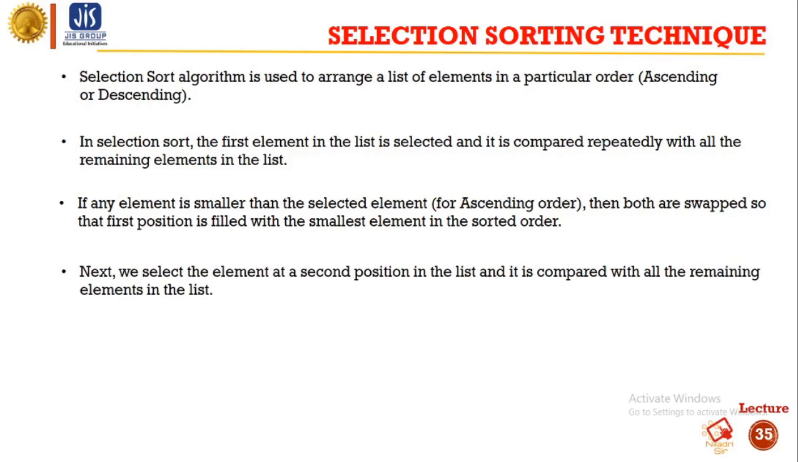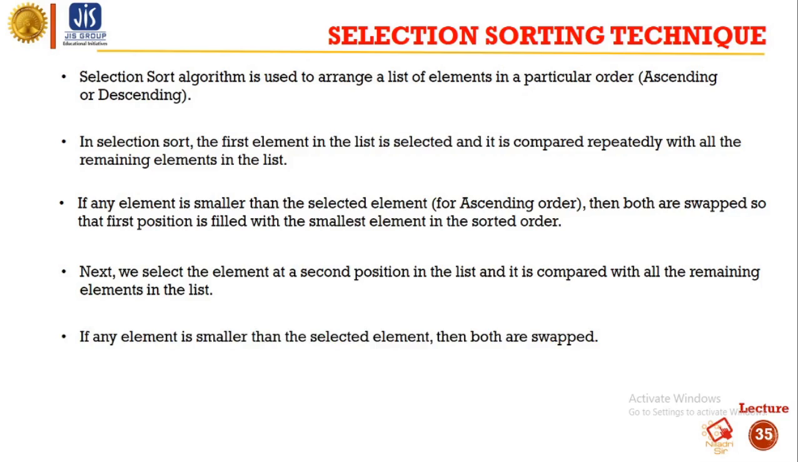Next, we will select the element at the second position in the list, and it is compared with all the remaining elements in the list. If any element is smaller than the selected element, then both are swapped. So we can say that selection sort is a simple sorting algorithm.